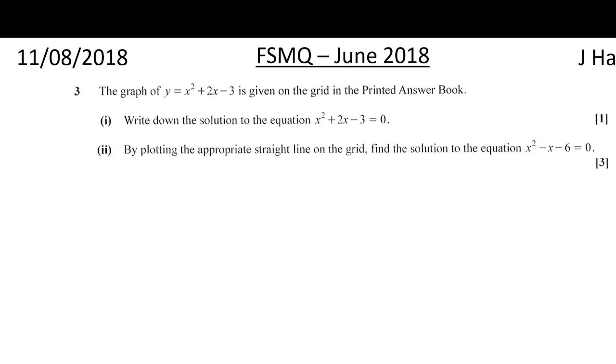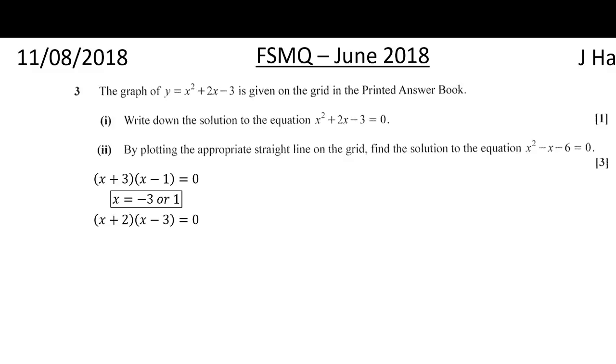Question 3 then, the graph of y equals x squared plus 2x minus 3 is given in the printed answer book, which I don't have, unfortunately, so I just worked things out the conventional method, factorization. So x equals minus 3 or 1. You would have been able to get that from the printed answer booklet though.